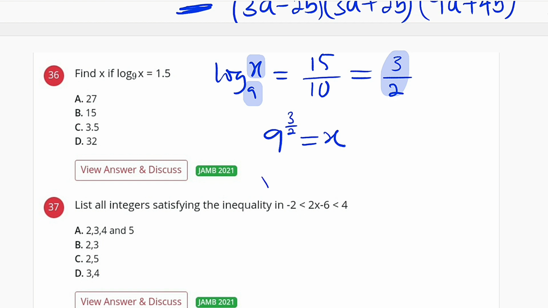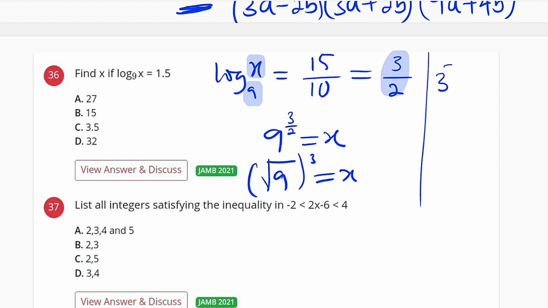And this is the same thing as the square root of 9 raised to the power of 3, right? This is equal to x. Square root of 9 is 3, so we have 3 to the power of 3 equal to x. 3 power 3 means 3 times 3 times 3. 3 times 3 is 9, 9 times 3 is 27. Therefore, x is equal to 27. Do we have it? Yes, option A.